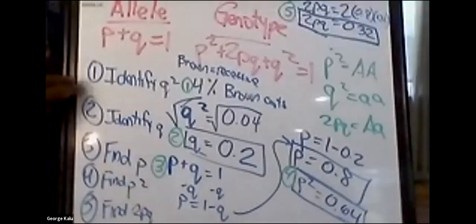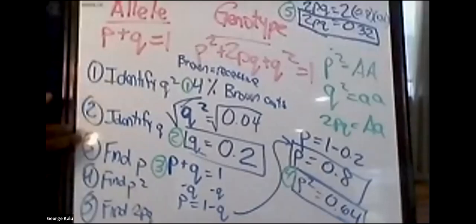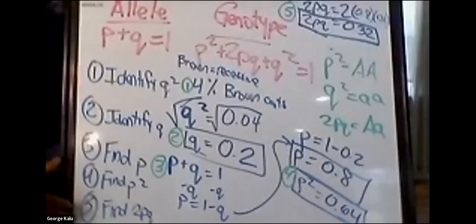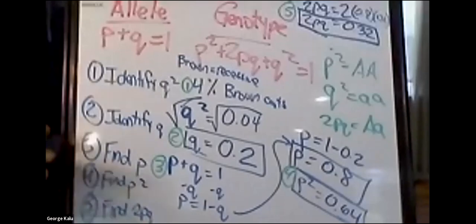So you always have to start in this order. You go q squared, q, p squared, and then 2pq, okay, in that order. If you go out of this order, you're going to get numbers that are all crazy.